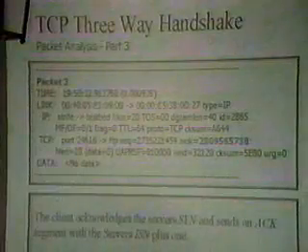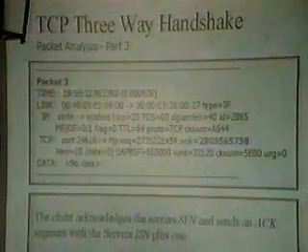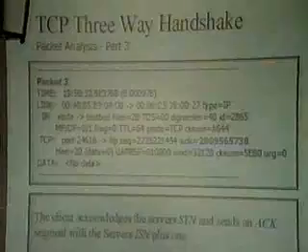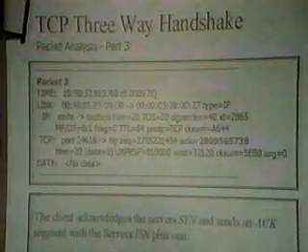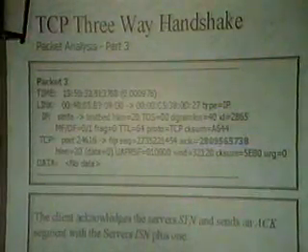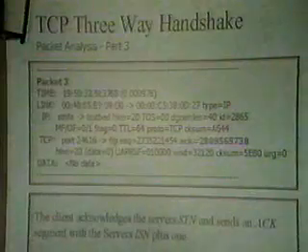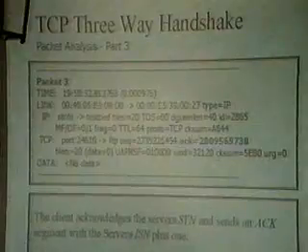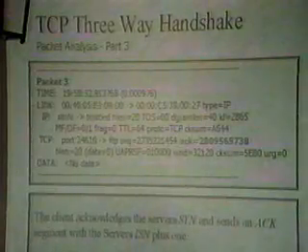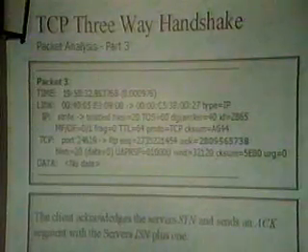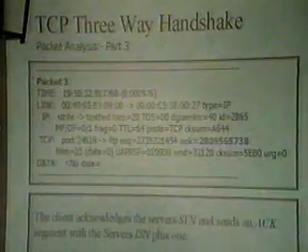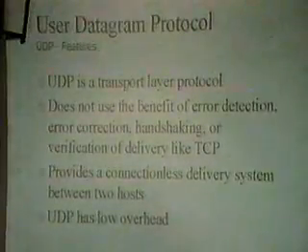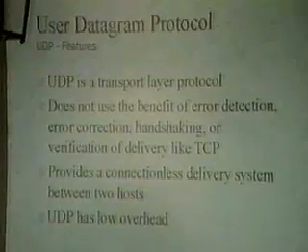And the last part of the three-way handshake, the client acknowledges the server's SYN and sends an ACK segment with the server's ISN plus 1, which is the number in blue. As you can see, that did increase by 1. It's now at 5738, whereas before with the last packet, it was 5737. All right, if there are any questions, you can feel free to ask them at any time or save them until the end.